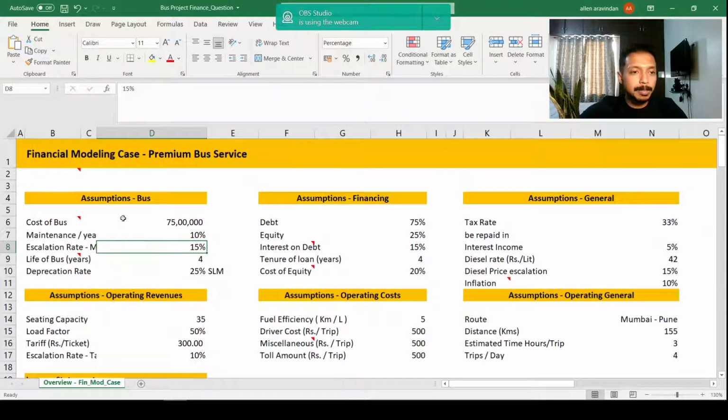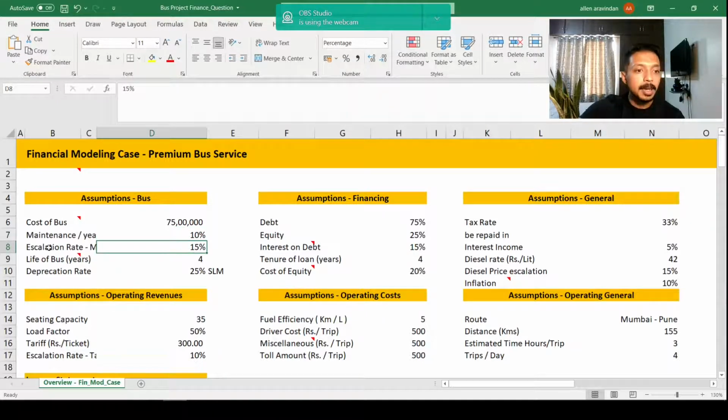So a simple example of a bus service which you are starting between two cities. The cost of the bus is 75 lakhs. Here we have taken the maintenance of the bus as a percentage of the cost of the bus. These are just simplifications of assumptions to make the modeling process simpler. Instead of adding up what maintenance cost there will be for how many times we change the tires, or how many times the bus engine will break down, and a lot of other things, one by one, it's better to take an assumption as a percentage of the value of the asset.